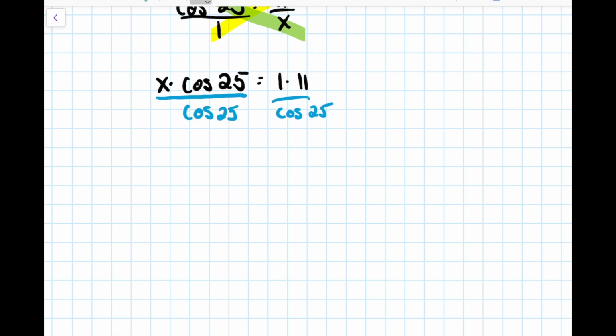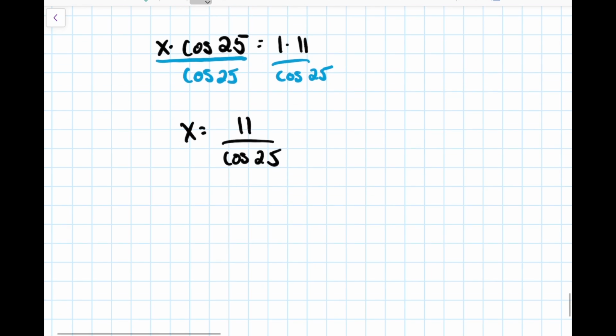On the left side now, we just have the x. On the right side, 1 times 11 is 11, so we've got 11 divided by cosine 25. That is what we want to do in our calculators, so do it really carefully. If you plug that in and see what you get, you should end up with x is 12.14. I mentioned that for angles, I usually go to just a whole number. Side lengths typically are going to go to 2 decimal places.